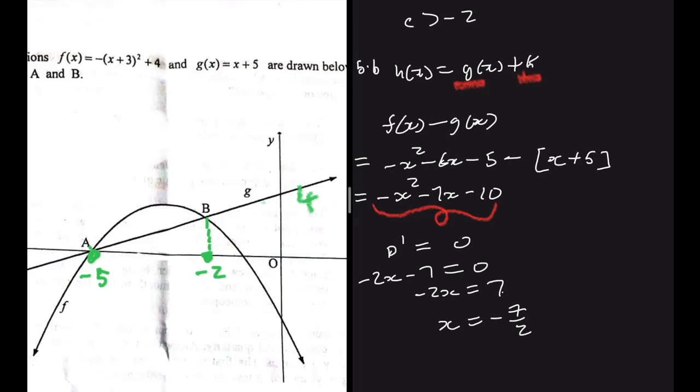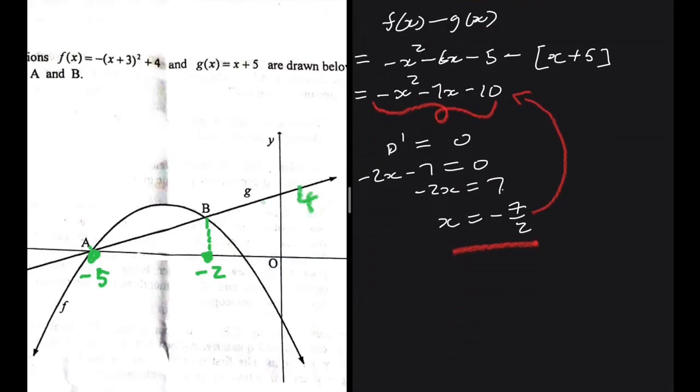So that is the x value for which the distance between the two functions is at a maximum, right? Now we just need to find the distance by substituting this answer into this equation, right? And then that will be the value of k, and we're gonna consequently have the function h of x.